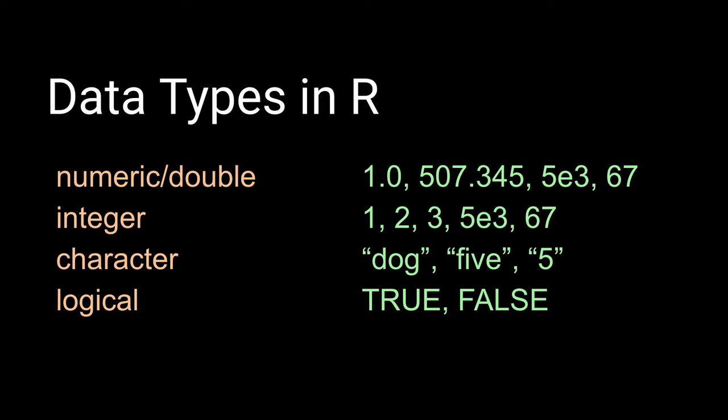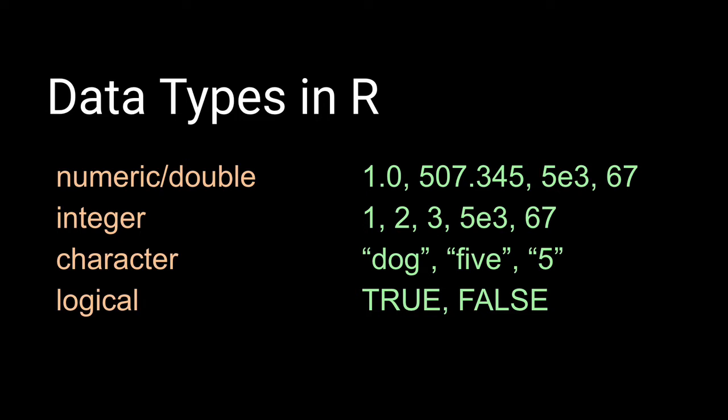a numeric data type, which is also called double in R. These are things like the real numbers, anything with a decimal point or an implied decimal point. Integers, so whole numbers, characters, anything between quotes, basically. You can also represent numbers as characters. And then logical, which only takes on two values, true or false. So those are the four most common data types in R. There are a couple more less common types that we don't need to worry about for this course.